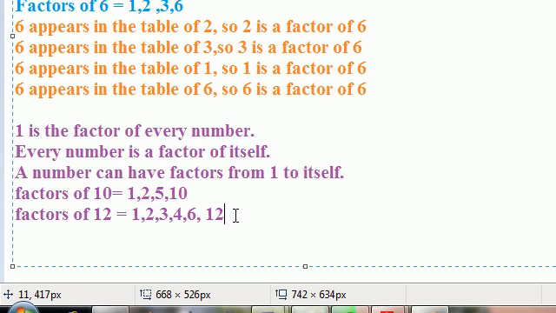Let's take a simple example this time. Factors of 8. So we will go from 1 till 8. In between we find that 2 is a factor, 3 is not a factor, 4 is a factor, 5 is not a factor, 6 is not a factor, 7 is not a factor, and 8 is a factor. So these all are factors of 8.